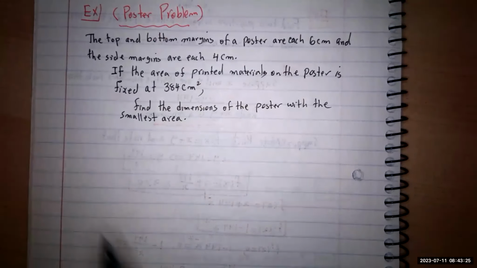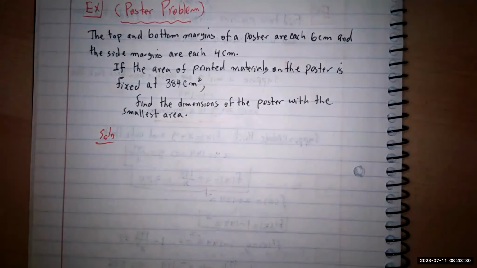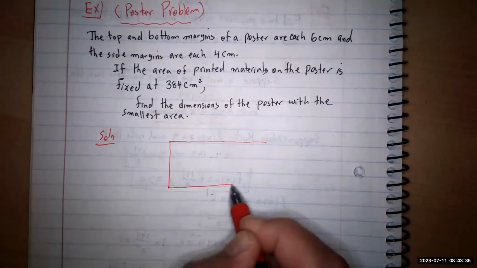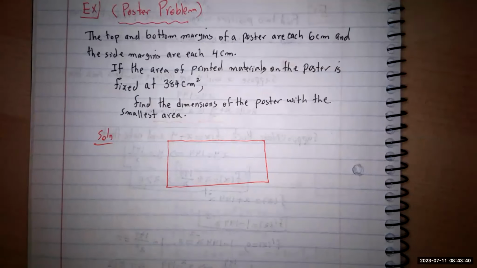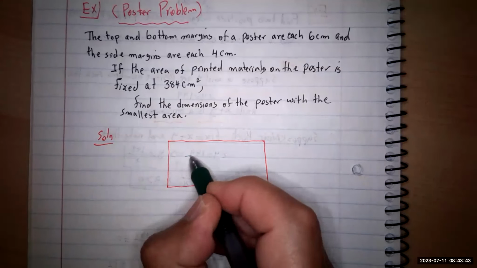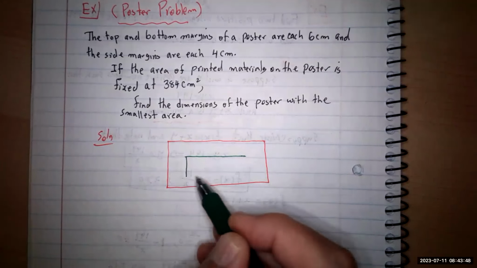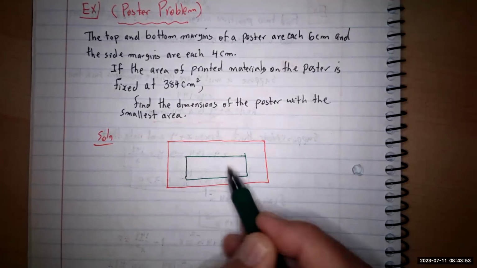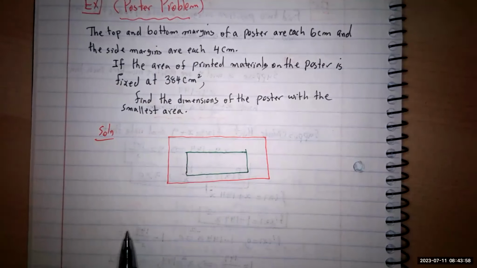Okay, already. Solution. Draw a paper like this. For example, this is going to be your poster. Then you get the printed area, and this is something like this. Almost, it should be the same. I have to move this one a little bit up. Okay, so this is going to be the case.